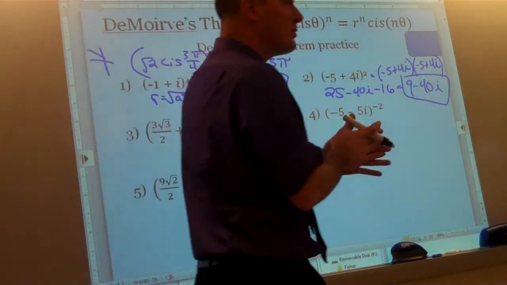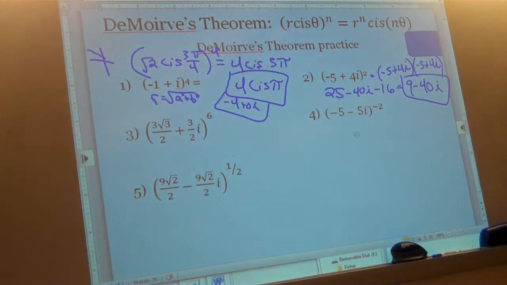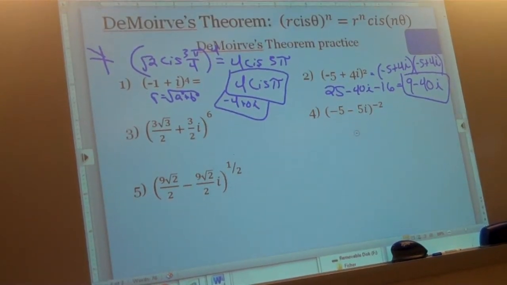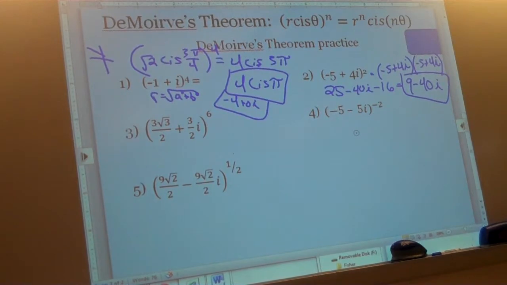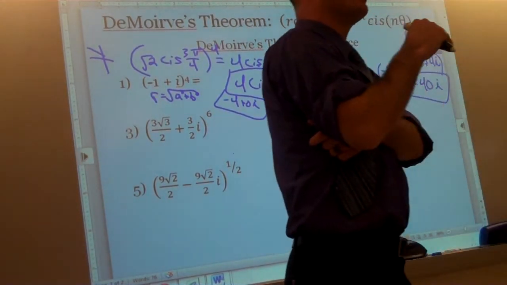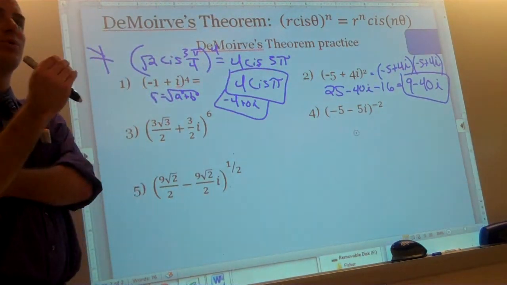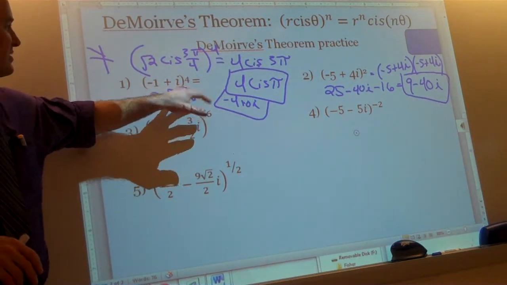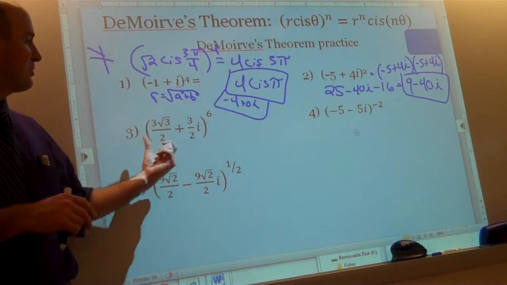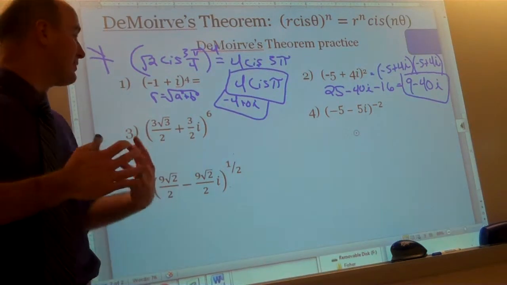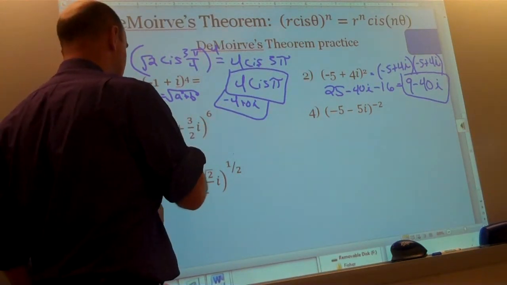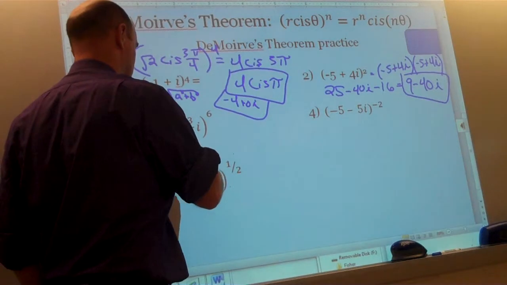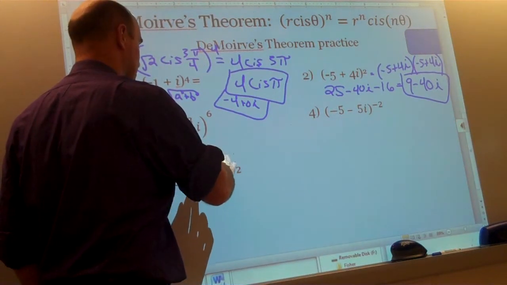Alright, so moving right along, number 3. Let's FOIL it. In these, we want to be able to see the unit circle. We want to be looking for the radius, the isosceles one. We want to be looking for the 30, 60, 90. And sometimes it's just helpful to rewrite it so that you can see the unit circle there.